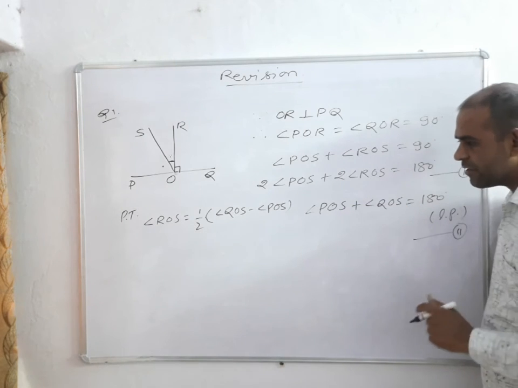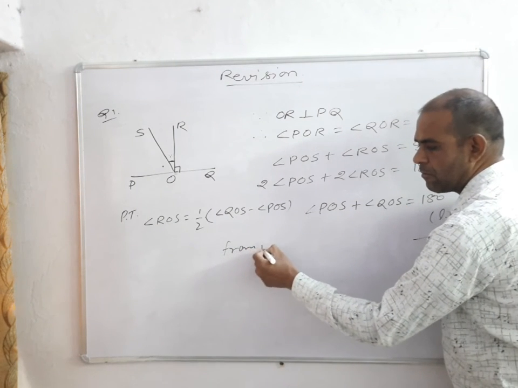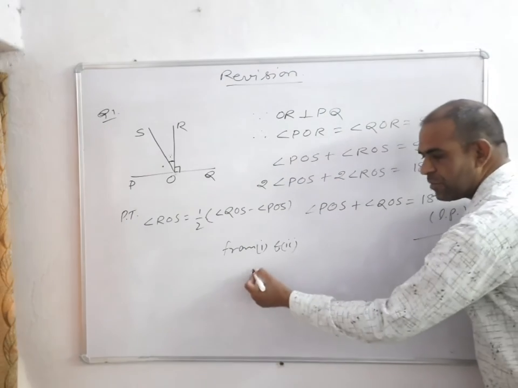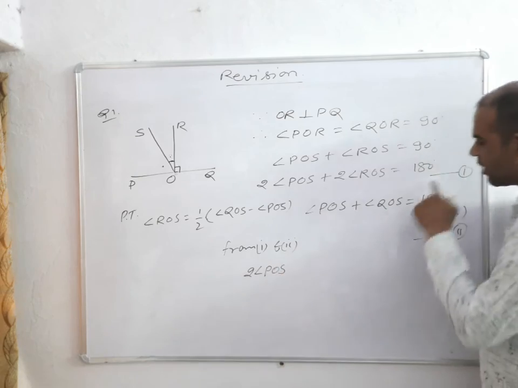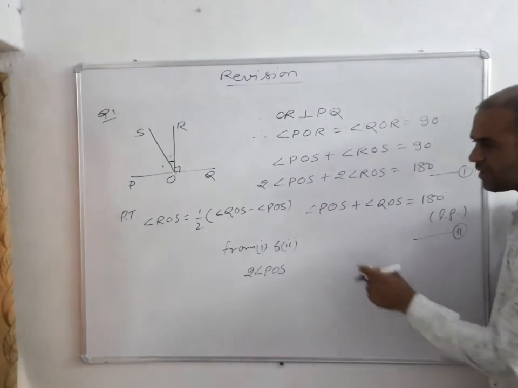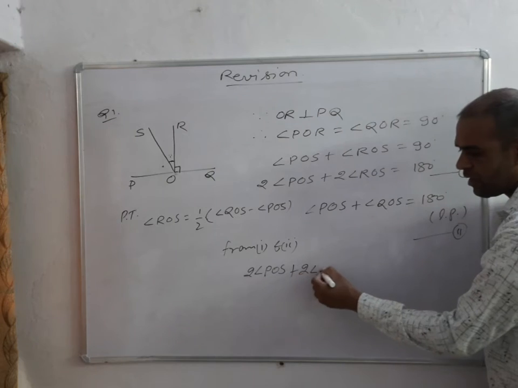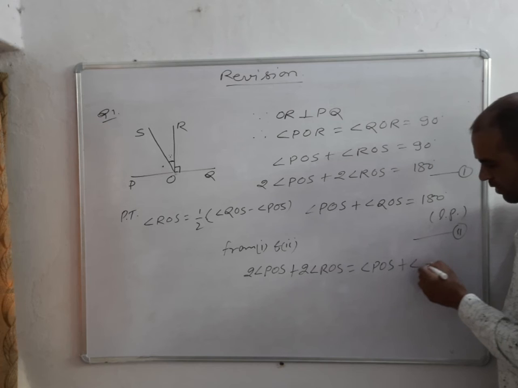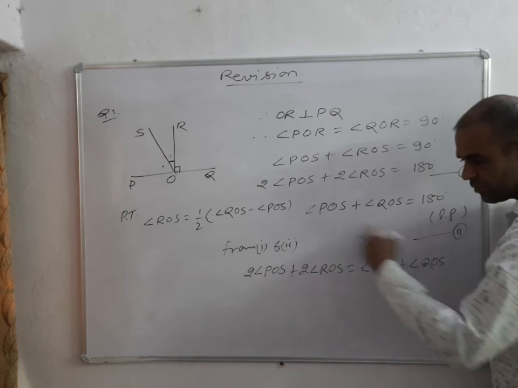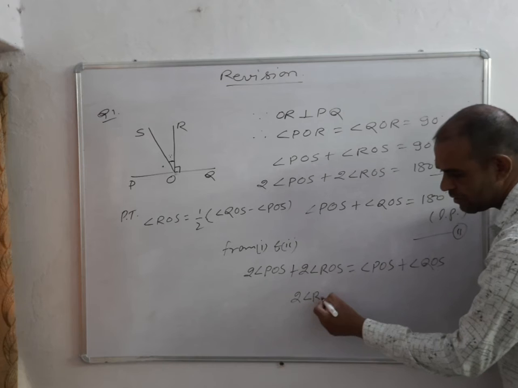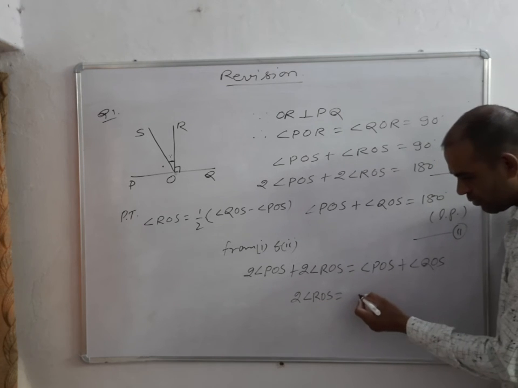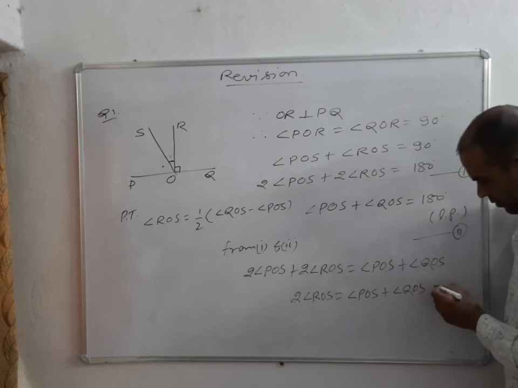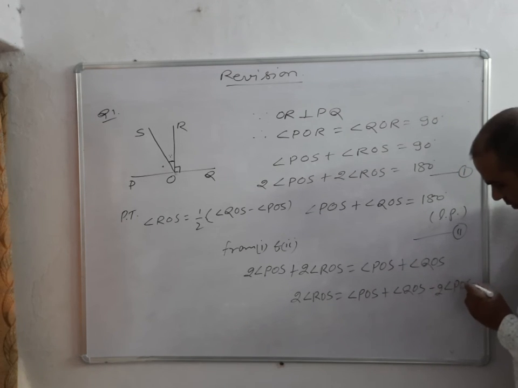And from first and second, twice of angle POS plus twice of ROS, both are equivalent to 180. Then both LHS are equal. Twice of POS plus twice of ROS equal to angle POS plus angle QOS. Transpose this, so twice of angle ROS equal to angle POS plus angle QOS minus twice of angle POS.